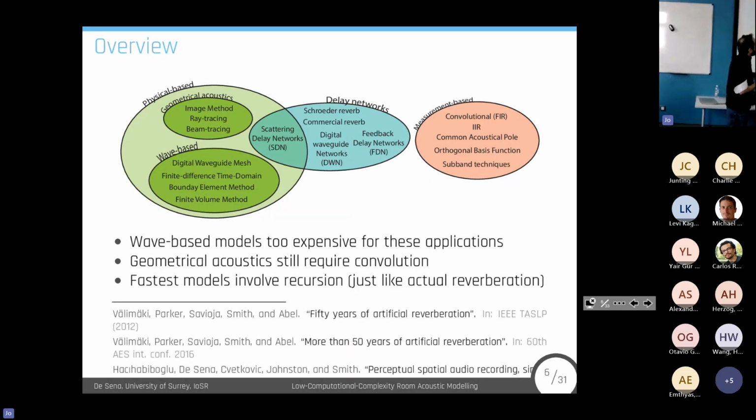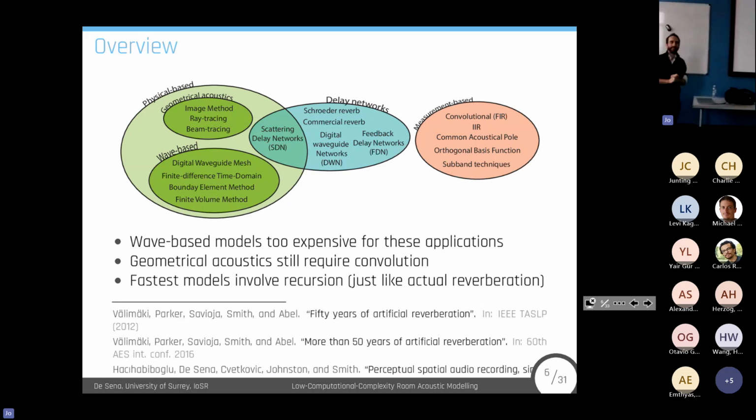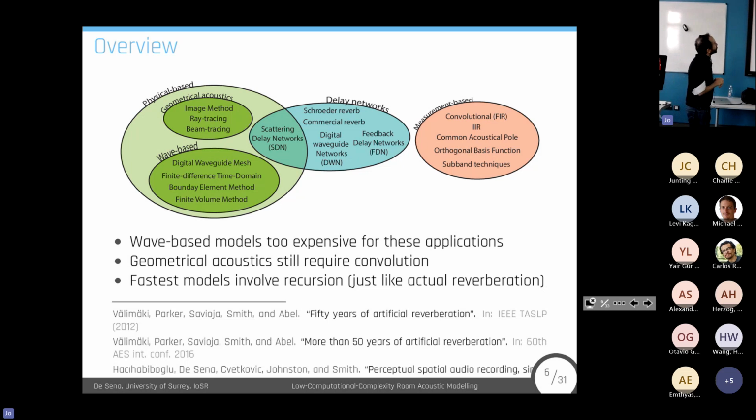So I don't want to dive into the literature about room acoustic modeling, and probably many of you have a background in that. But just a very broad classification, we have some models that are wave-based models, where by that I mean you take the wave equation and try to solve it numerically. And that involves spatial discretization as well as either temporal or frequency discretization of the wave equation. And there are a lot of elegant models out there. BEM is one of them, boundary element method, finite difference time domain, finite volume method, and so on and so forth.